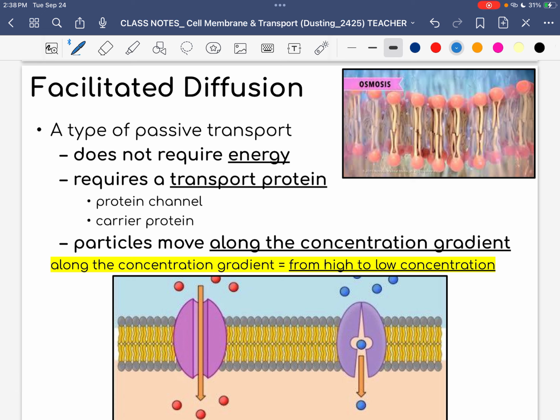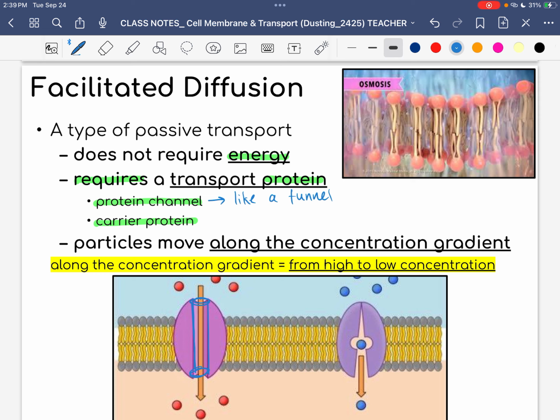Okay, now facilitated diffusion is a type of passive transport as well. Again, it does not require energy. It does require a protein to move. Okay, so there's two types of proteins that we need to know: protein channel and a carrier protein. A channel protein is kind of like a tunnel. Here's the protein channel, and you can see that it's kind of like a straw or a tunnel. It's moving from one side to the other.